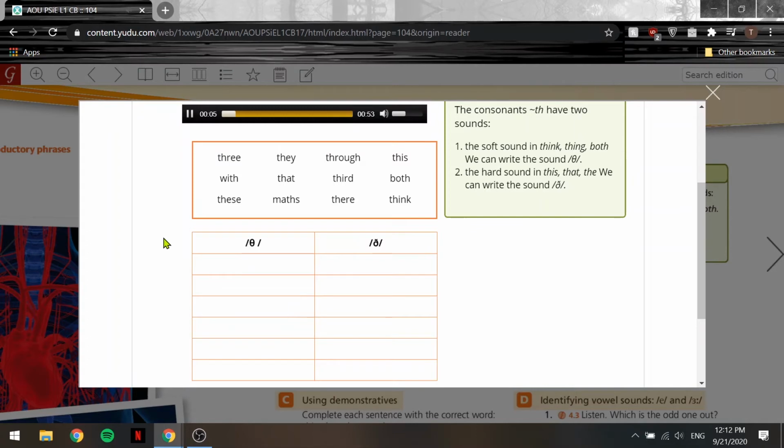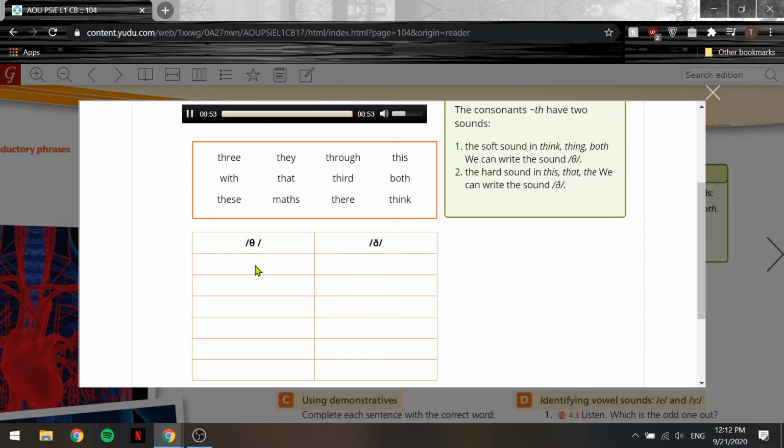Both. Maths. That. There. These. They. Think. Third. This. 3. Through. With.